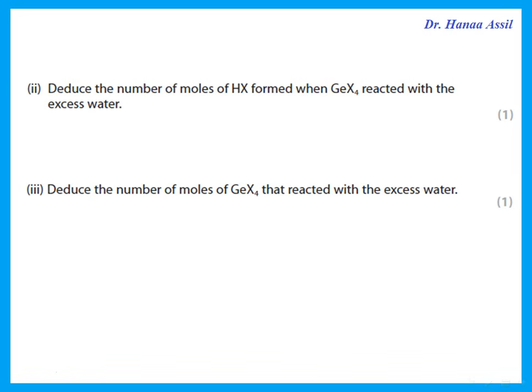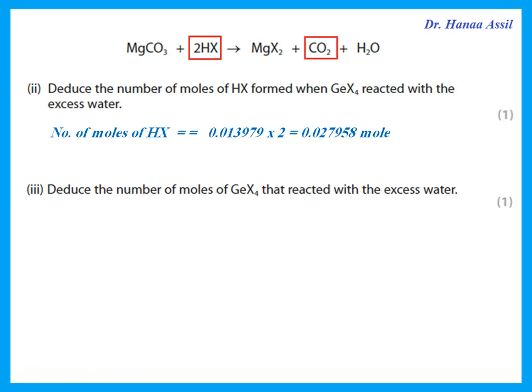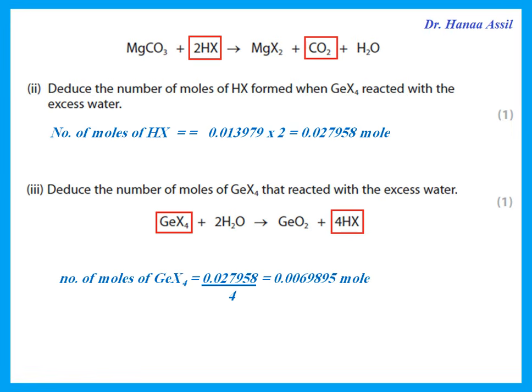Then he says, deduce the number of moles of HX. Well, look at the equation. Can you see the equation? Obviously, the number of moles of HX should be twice that of carbon dioxide. So that's the number of moles. Now, deduce the number of moles that reacted with the excess water. He wants the original number of moles of GeX4. Well, the equation says that the number of moles of GeX4 is what? Is the number of moles divided by 4. It is a 1:4 ratio with HX. So divide the number of moles of HX by 4. This gives the number of moles of GeX4.